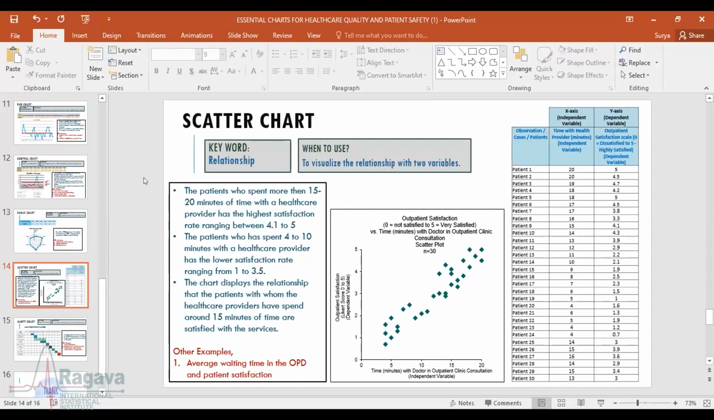In the same way for other examples, like the average time for the OPD and the discharge process satisfaction rate, these are all data which we will be able to put into the scatter diagram, and we will be able to understand the relationship, how one variable is affecting the other variable.